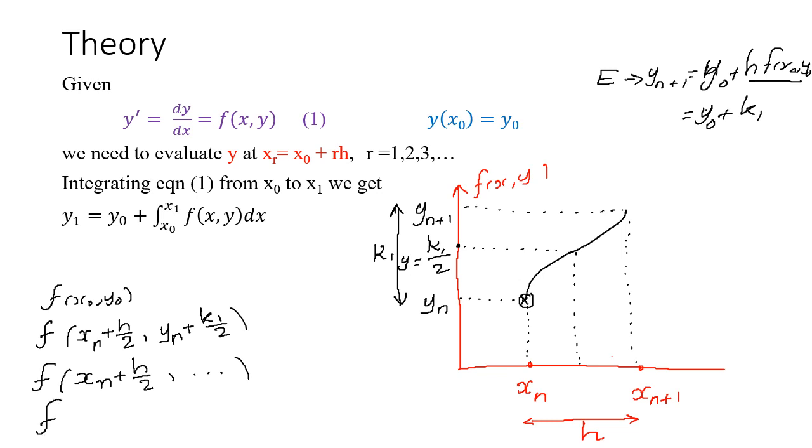We also evaluate the function at the boundary, that is xn plus 1 and yn plus 1. This will be explained in the next slide, don't worry. So we use these 4 values to approximate f of x, y. We shall see that in the next slide.